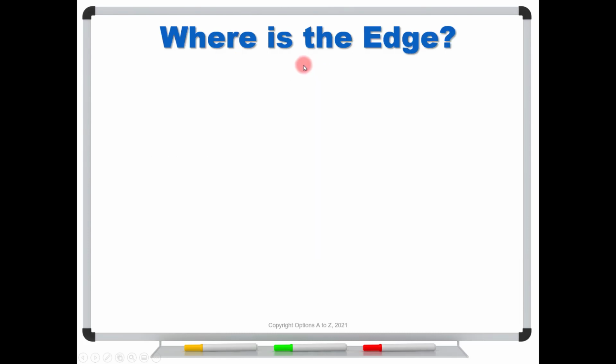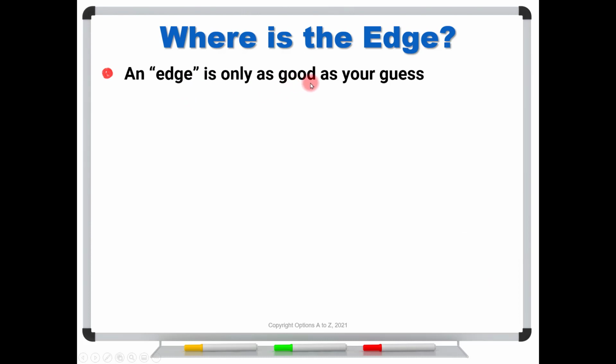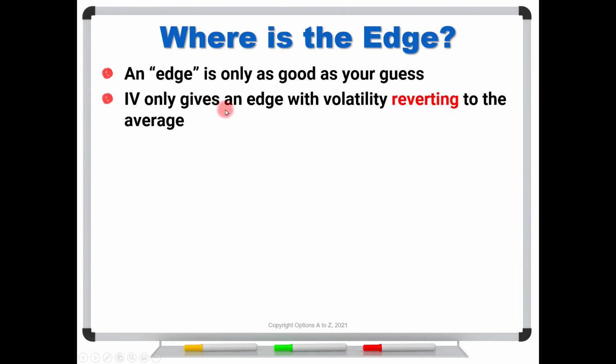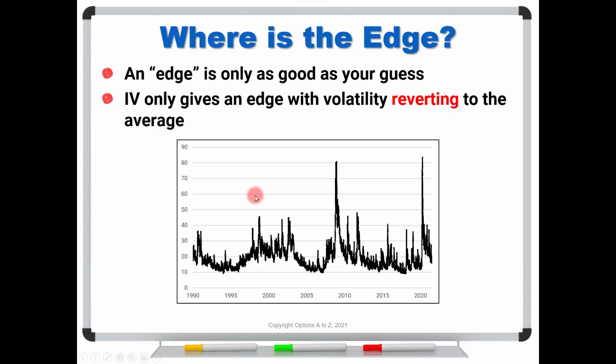So where is the edge? Well, again, an edge is only as good as your guess. So the IV only gives you an edge with volatility reverting to the average, and not only reverting to the average, but while you're in the option. That's important. So let's go back to the VIX. Here's our long-term average at 20, and let's say that right now it's trading at 40. Well, is that relatively high? See, it's a little bit of a trick question. Sure, looking throughout the past history, only a few times has it ever touched 40. And we could say that it's relatively high. But does that mean it's going to be the high over the life of the option?